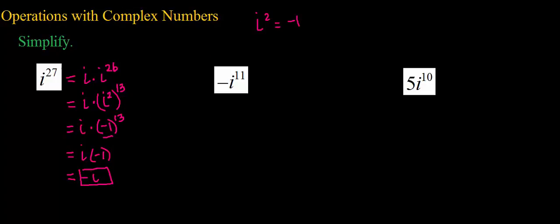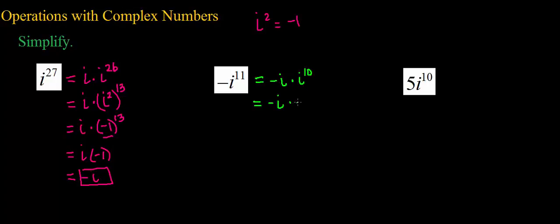For the second example, -i to the 11th power, we're going to do the same thing. We're going to break it into -i times i to the 10th power. Remember, we always want an exponent that's even. So now I keep working with that even exponent. This other base, just carry it down.